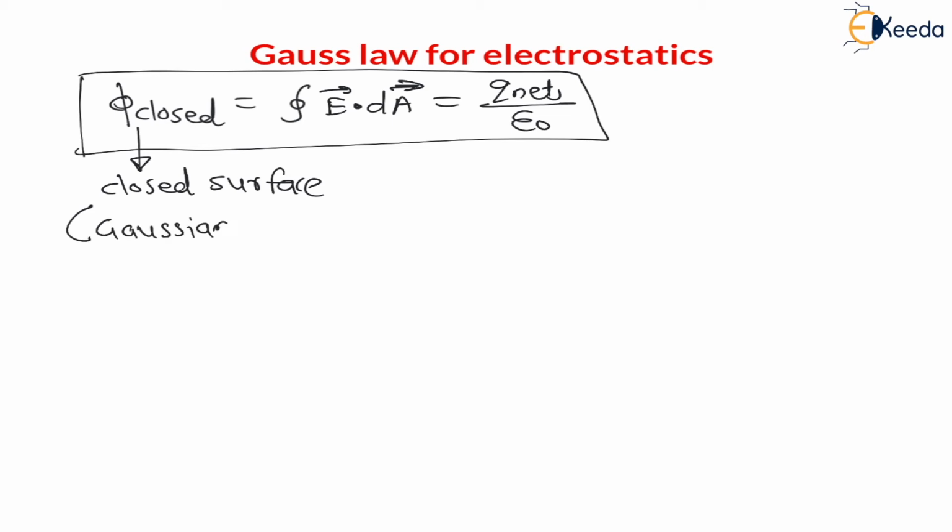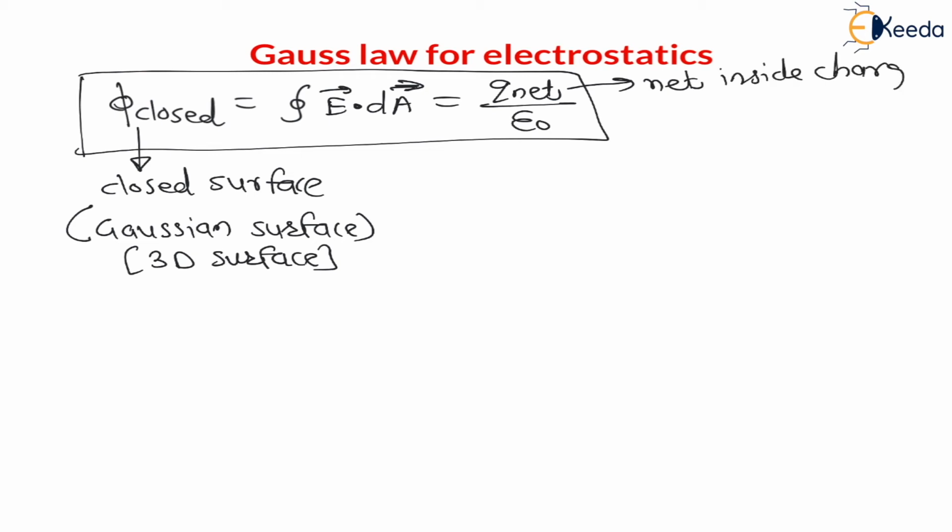Don't worry about the closed surface, I will show you the different types of closed surface. For this Gaussian surface, we can also say it is a 3D surface, 3-dimensional. It is not 2D. Don't consider a circle. If you consider a circle, you are wrong. A circle is not a closed surface, it is an open surface. Only a sphere, cylinder, cube, these are the closed surfaces. And here this Q net is the net inside charge. It is not the outside charge. We have to consider the net inside charge only. And this we have seen, permittivity.